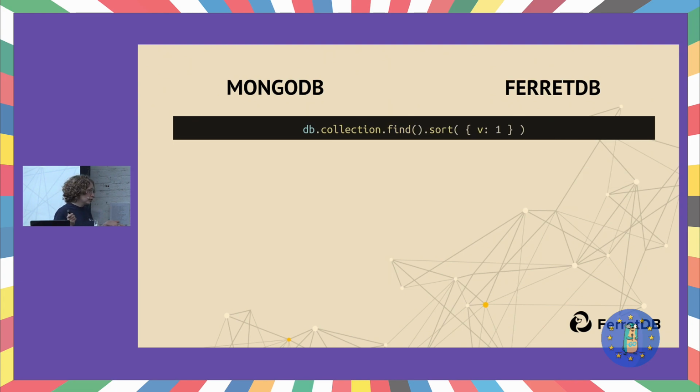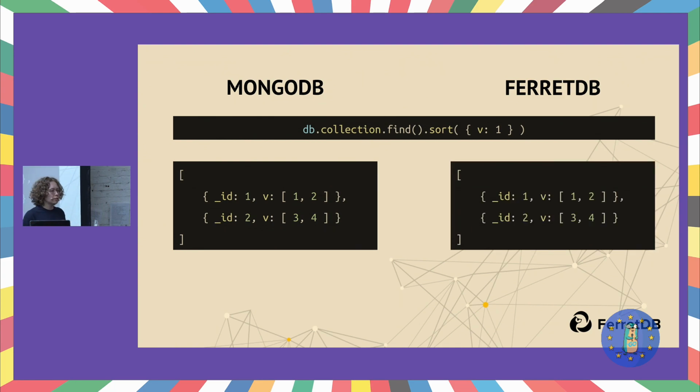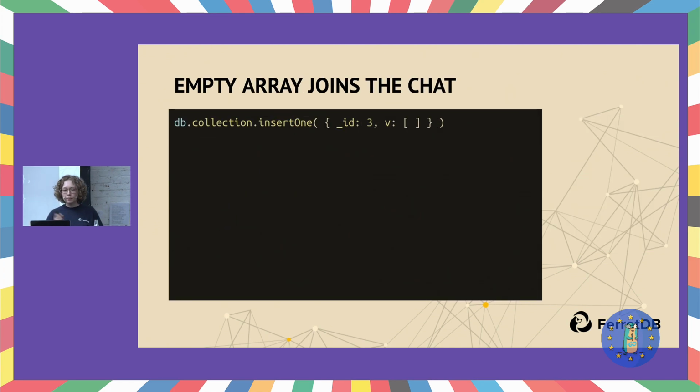Now let's check sort. Again, in case of MongoDB, we received this sort. In case of FerretDB, we received the same sort. Everything is correct. Cool. So far, everything works. Our tests covered the logic we wanted to cover.